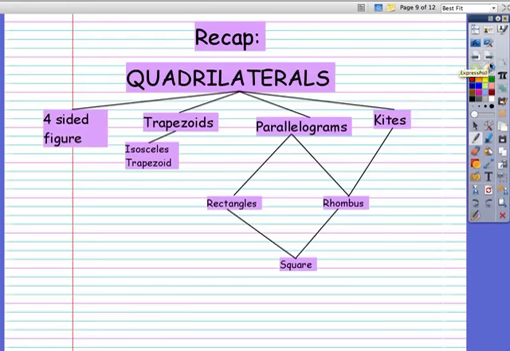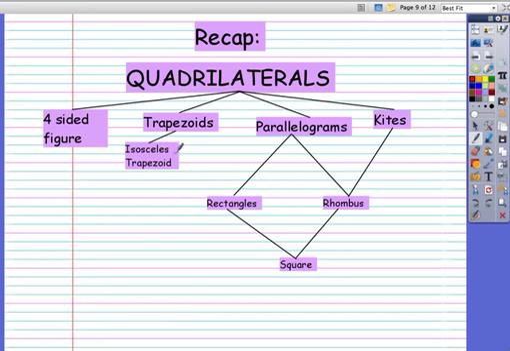So let's do a quick graphic recap of all that information that we just learned about quadrilaterals. Quadrilaterals can be grouped into 4 major groups. We have quadrilaterals that don't fit into any other category, so we just leave them as quadrilaterals. We just have a 4-sided figure. Then we have trapezoids, which have 1 pair of parallel bases. We've got parallelograms that have 2 pairs of parallel sides. And then we have kites, which have 2 pairs of consecutive congruent sides.